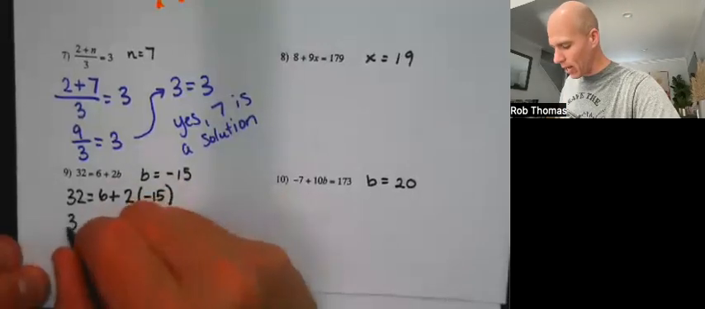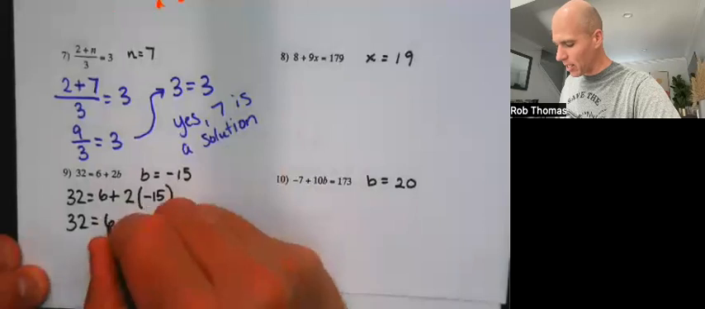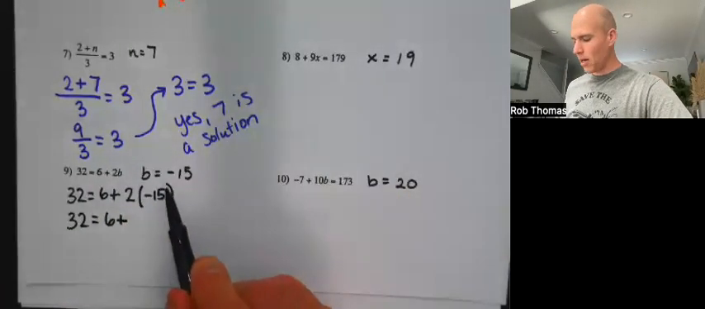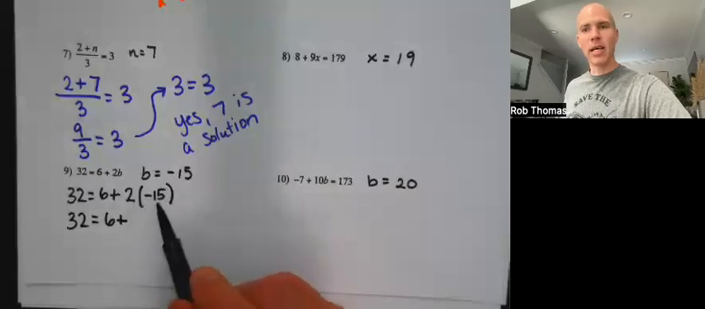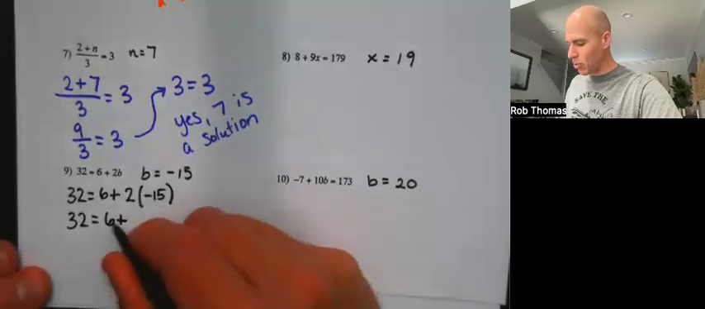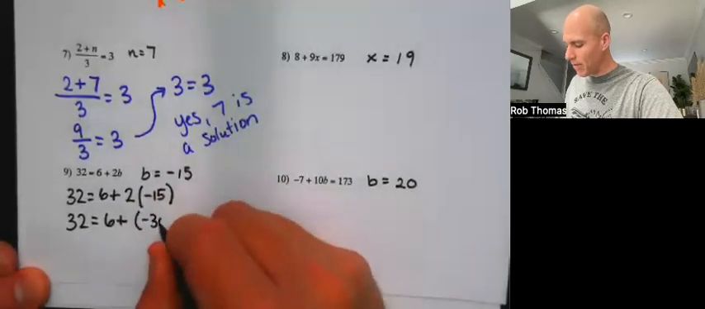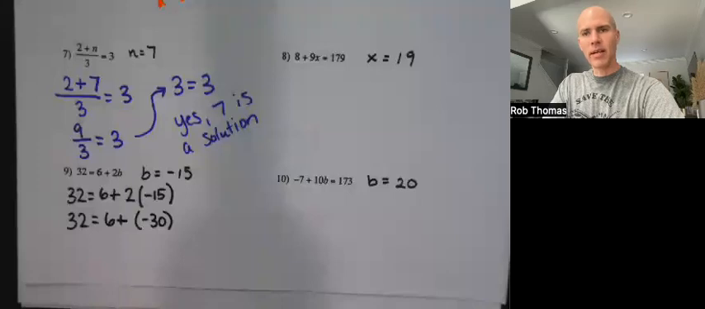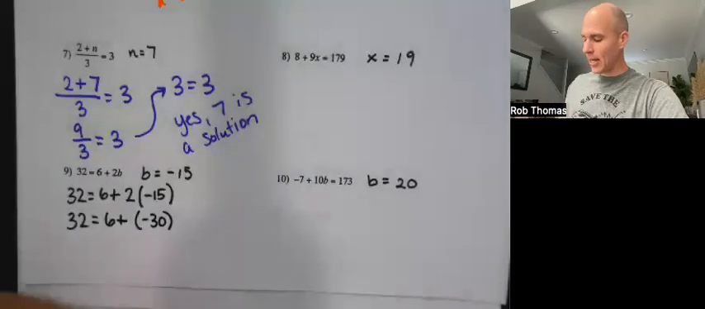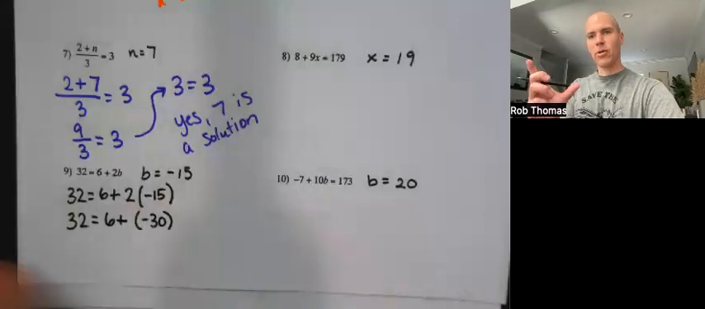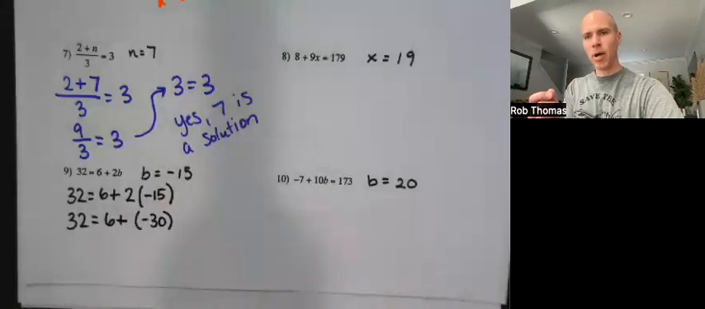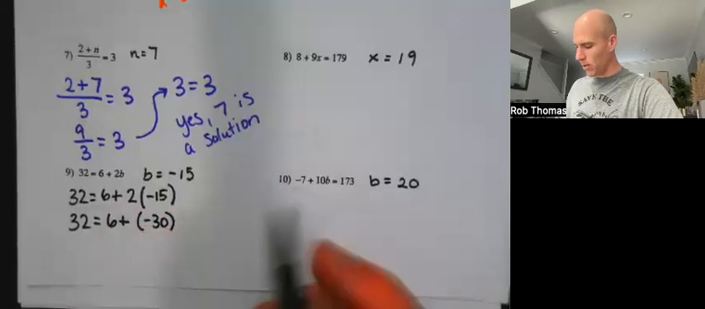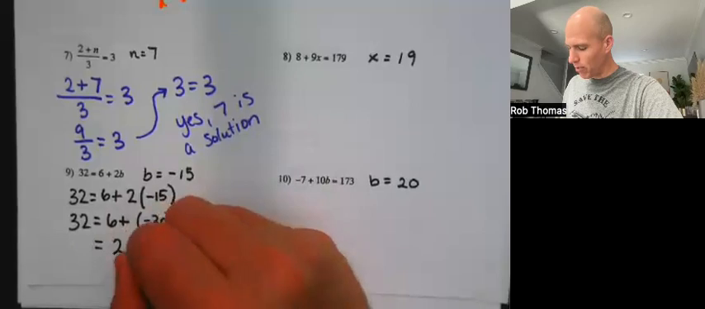So I got to write it again. I'm going to write 32 equals 6 plus, well, 2 times 15 is 30. But we got positive times negative, so this is negative 30. I'm going to write 6 plus negative 30. Okay. Let's see here, 6 plus negative 30. Remember, the trick to adding a positive and a negative number is to subtract them, bigger number minus smaller number. So in this case, 30 minus 6, which is 24. So I'm going to write a 24 there.